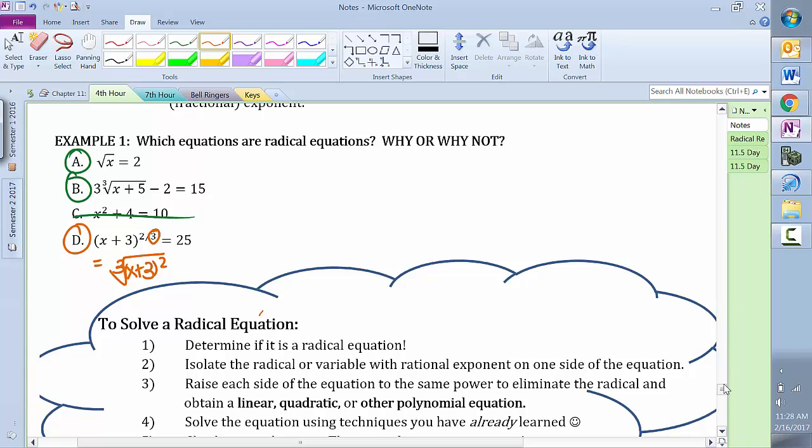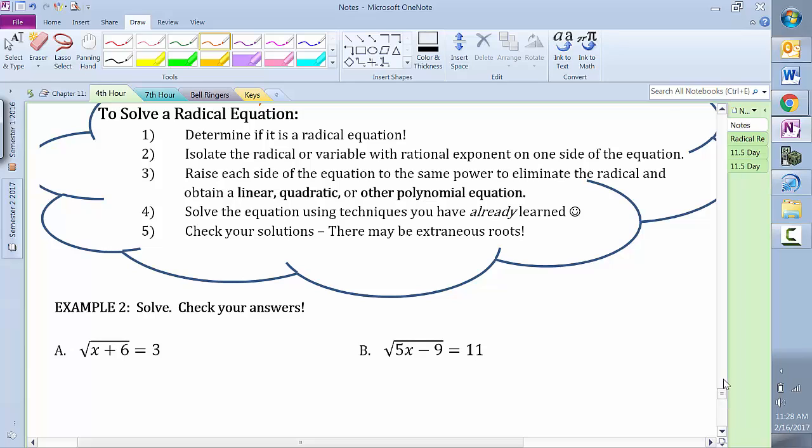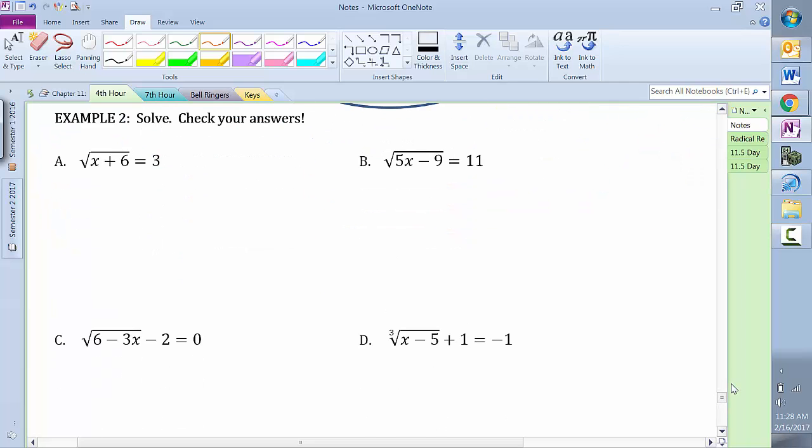Okay, awesome. So to solve a radical equation, you already learned this, so I'm not going to go over all of it. But you first determine, is it even a radical? If it's not, then you don't have to do anything. Then we isolate the radical, leave the radical all alone, and then we solve from there by using our inverse operations. So let's look at the examples.